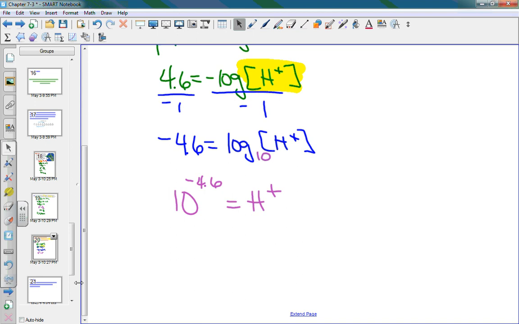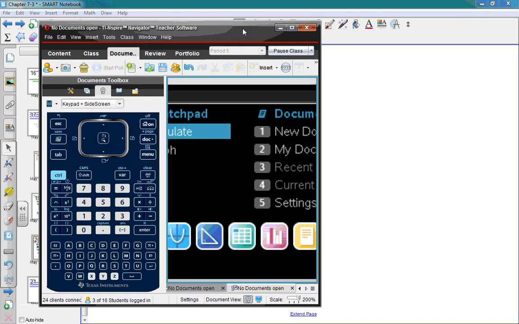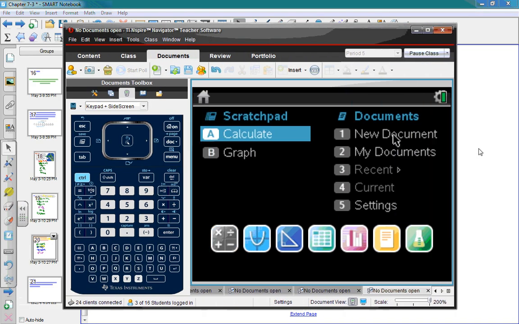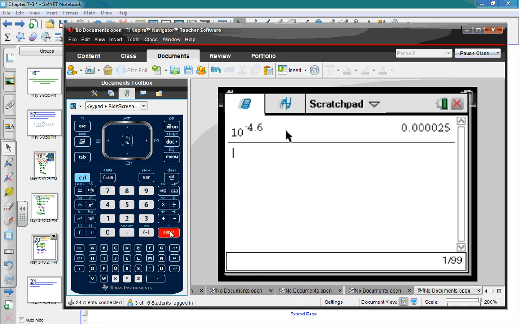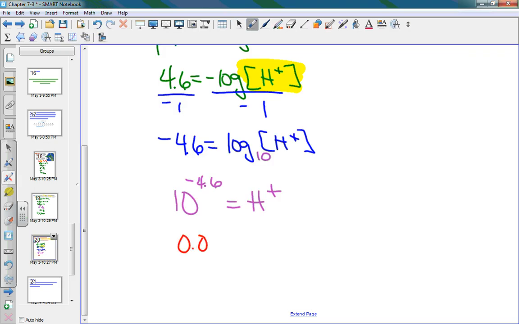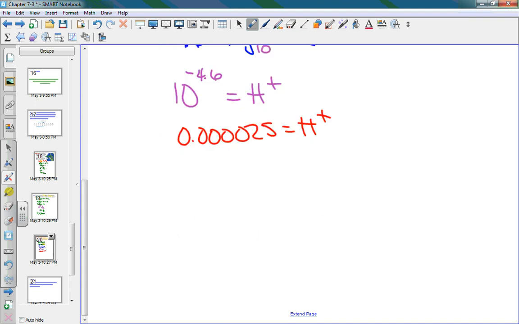So if I bring out my calculator here and I put in 10 caret to the negative 4.6, what does that give me? 0.000025, right? So 4 zeros. Now, what it wants you to do is put this in scientific notation.